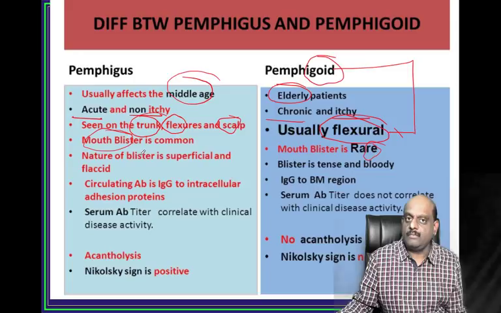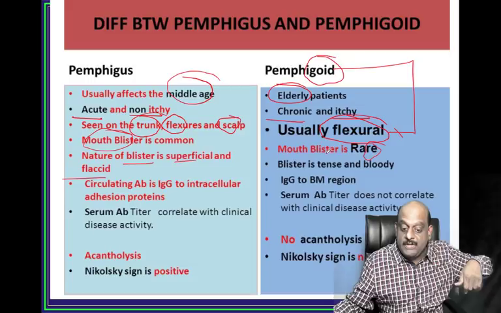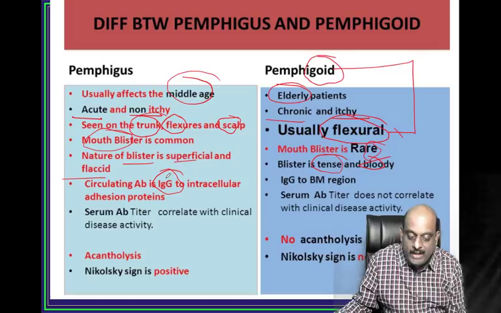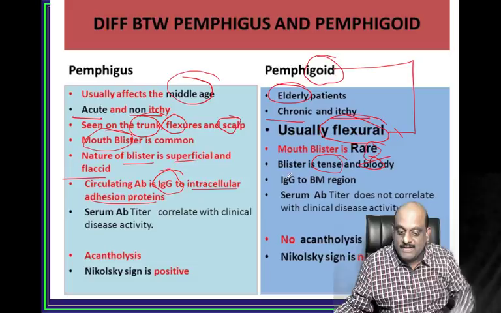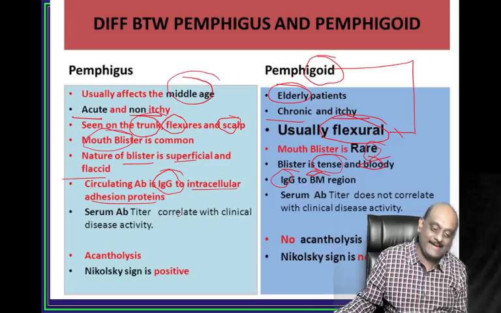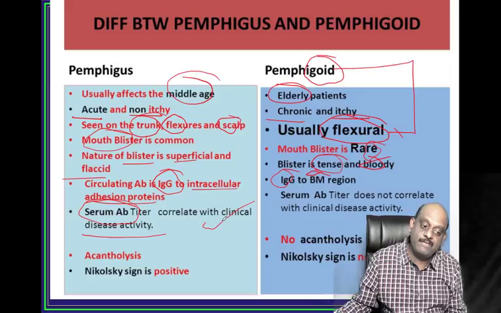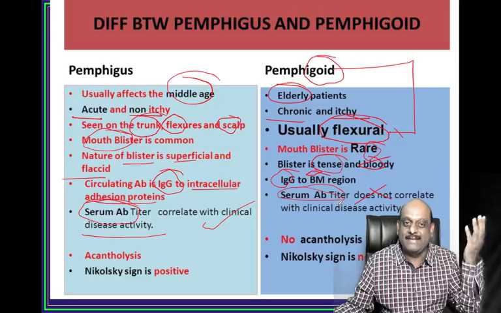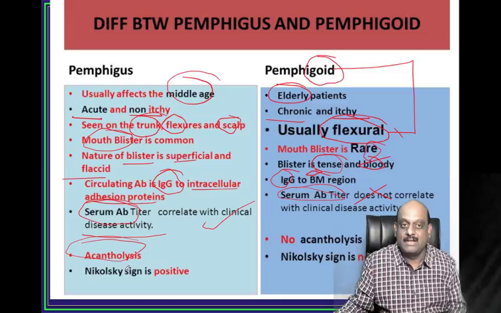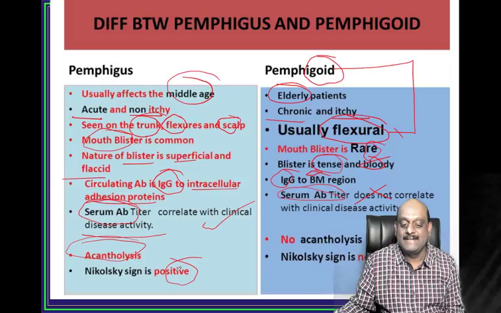Now, the blister is superficial, flaccid if it is pemphigus, but blister is tense and bloody if it is pemphigoid. Circulating antibody is immunoglobulin G to intercellular adhesion protein if it is pemphigus, but it is immunoglobulin against the basement membrane if it is pemphigoid. Serum antibody titer correlates with the disease activity. More the titer, more the severity of pemphigus. But serum antibody titer does not correlate with the clinical disease activity in pemphigoid. Acantholysis is a feature of pemphigus. Nikolsky's sign is positive in pemphigus, but not in pemphigoid, is what you need to remember.